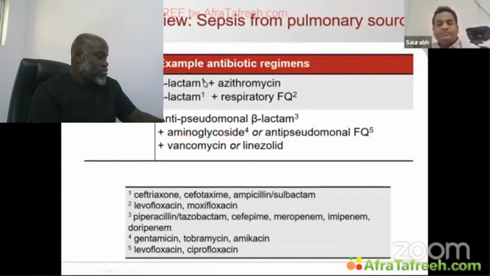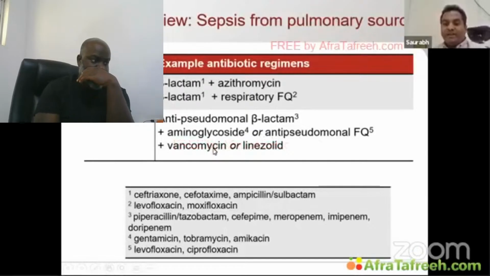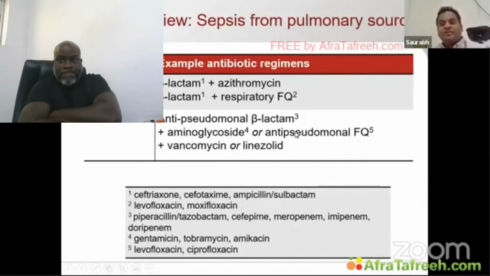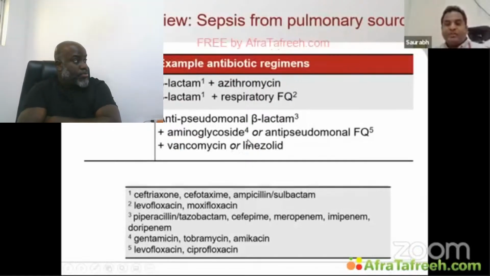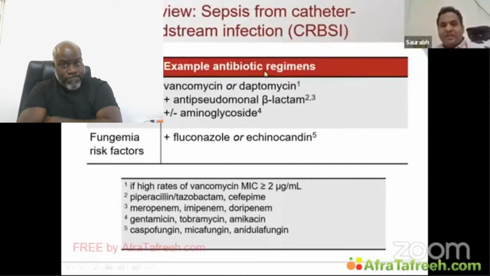For patients who have hospital-acquired pneumonia, you need to give them anti-pseudomonal cover. Here we have to understand that these are patients who have a high risk of MDR infection. So you need to give them an anti-pseudomonal beta-lactam along with an anti-pseudomonal fluoroquinolone, with MRSA cover. That means you need to treat Staphylococcus aureus also. So you can give them vancomycin or linezolid. So this is for hospital-acquired and community-acquired pneumonia. If you have catheter-related bloodstream infection, sepsis, if you see a bloodstream infection, the common organism is Staphylococcus.